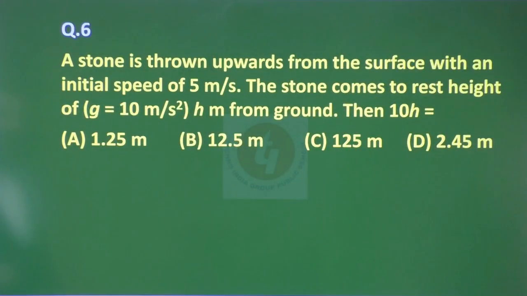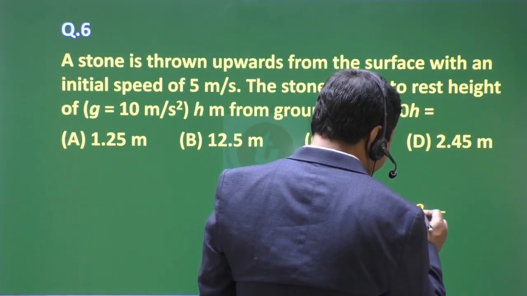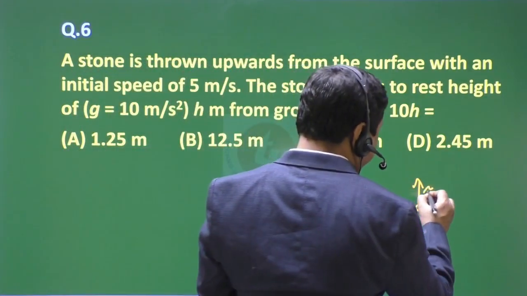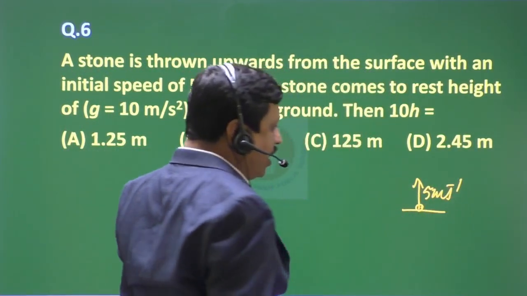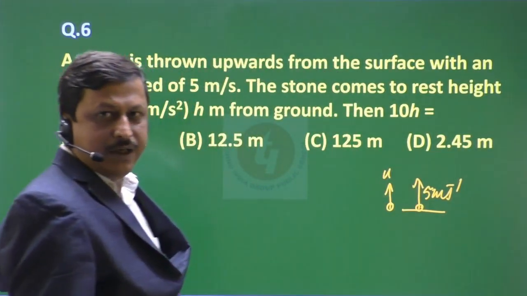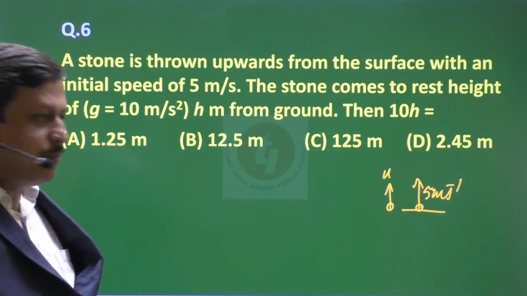Next numericals. A stone is thrown upwards from the surface with an initial velocity of 5 meter per second. The stone comes to rest at a height of h meter from the ground, then 10h will be equal to? First, this body is thrown with velocity 5 meter per second from the ground. If we throw a particle from the ground with velocity u, then what is the maximum height?